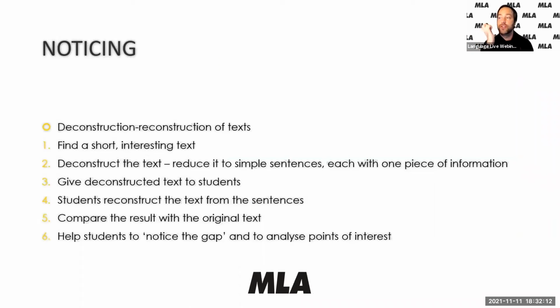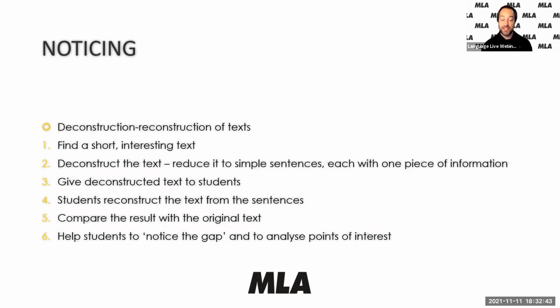One is deconstruction, then reconstruction of a text. So find a short, interesting text, then take it apart, reduce it to simple sentences, each with only one piece of information. Then give the students the deconstructed text, and students have to make it again. Then you bring back the original text and compare it with the students', and the things that are different are the things that students notice.